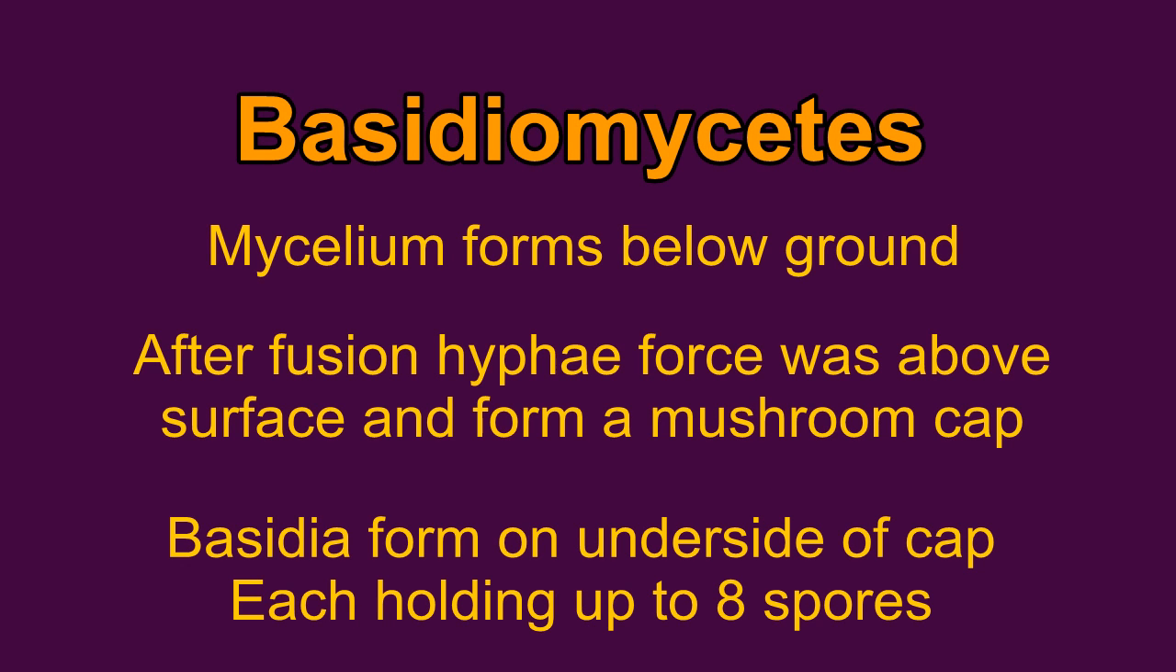In this method, the mycelium forms below the ground, and after a sexual fusion, the hyphae force themselves up to the surface and grow into a mushroom cap. Basidia develop on the underside of the cap, along the gills, and each basidium may have up to 8 basidiospores contained within it.